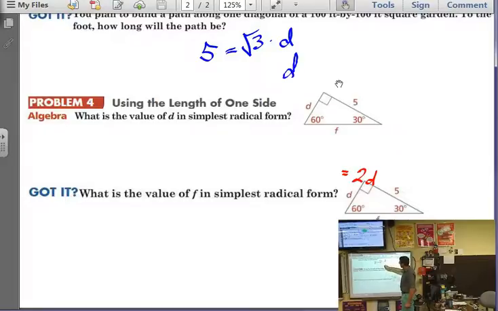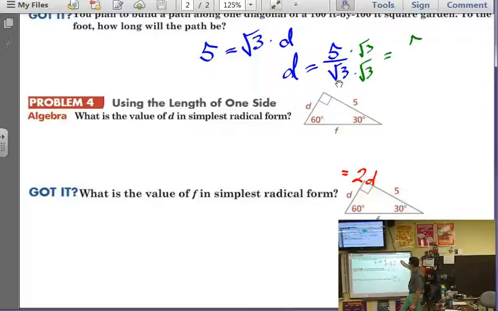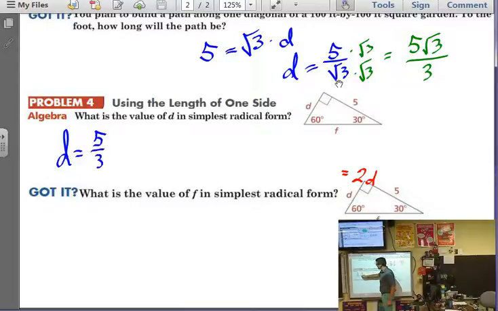And d will become 5 over radical 3, which then, because we hate division by radicals, like we did with the radical 2's, we need to multiply by radical 3 on top and bottom. This becomes 5 radical 3 over 3. And this will then tell me that d is actually 1 2/3 radical 3, or we could just say 5/3 radical 3. It's not fancy. It's improper.